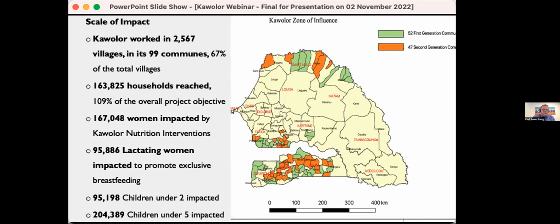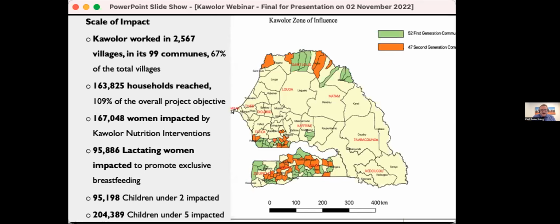We touched 167,048 women who were impacted by the Kawolor nutrition interventions. 95,886 of these women were, through the course of the project, lactating at some point, so we were able to work on exclusive breastfeeding. We worked on interventions for children under 2, 95,198, and along with those under 2s, children under 5, 204,389. Here is a map of where we worked in the country, so you can see in the north, in the center, and in the south.